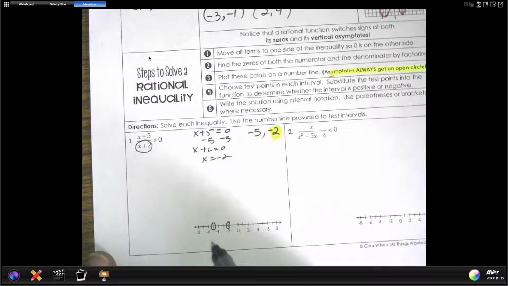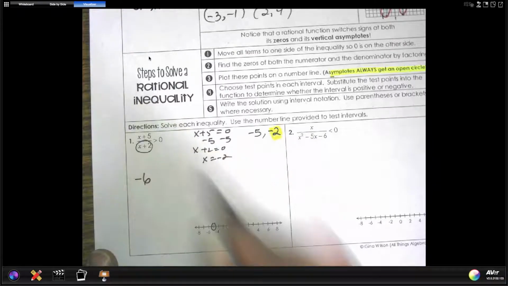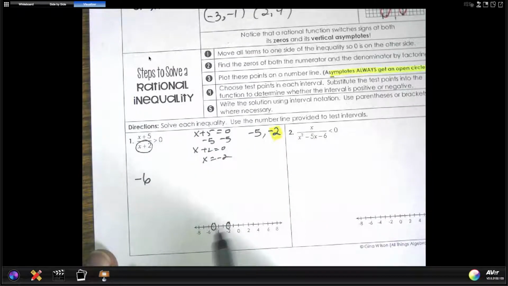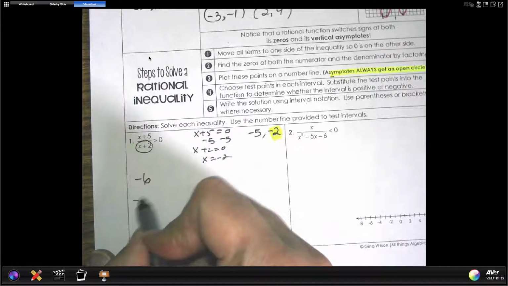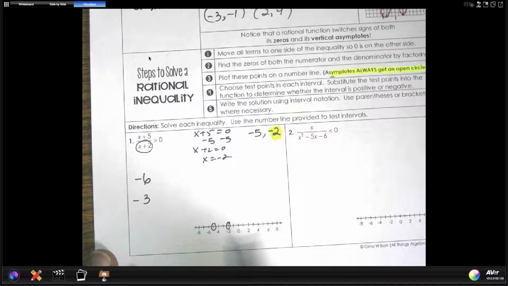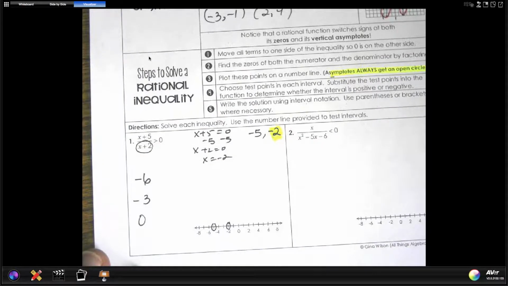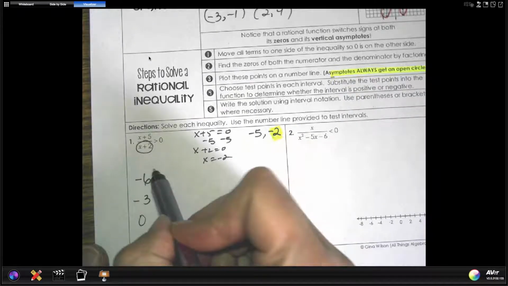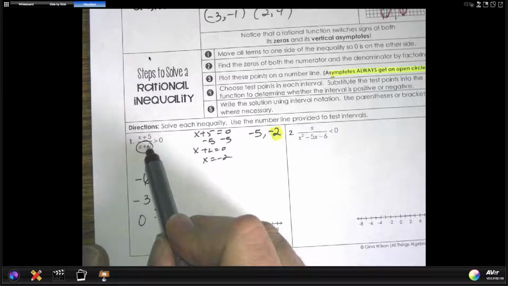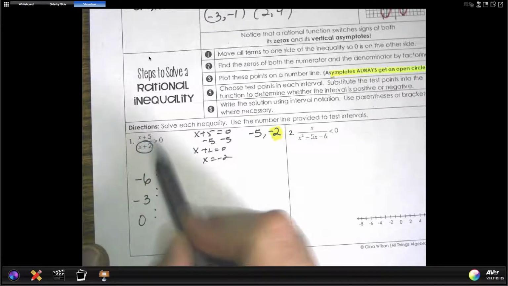So let's go ahead, and I'm going to pick a number. I'll pick -6. That's to the left of -5. In between, I'll pick -3. And then right here, I always love to pick 0. So now I'm going to plug these into this rational expression here.